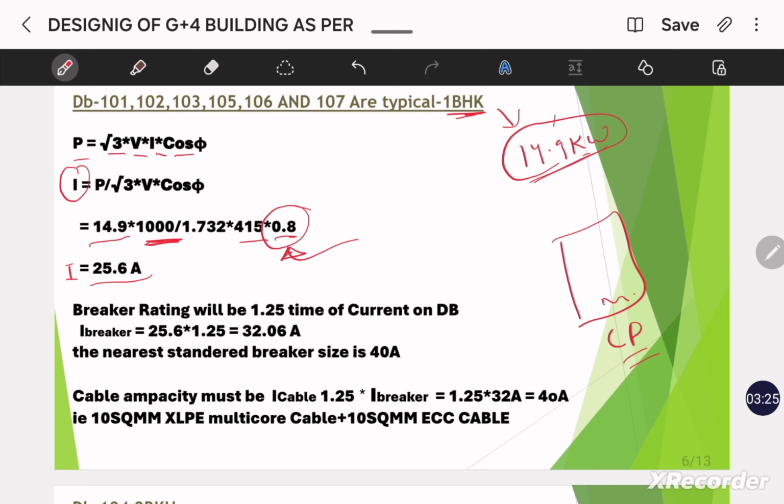For the breaker rating, we have to consider the safety factor. We can take the safety factor from 1.25 to 1.5. So the breaker rating will be 1.5 times the current on the DB. The current on the DB I calculated is 25.6, so I breaker is equal to 25.6 into 1.5, that is equal to 38.4. Which one is the nearest standard breaker size? The nearest available standard breaker size is 40 ampere. So for DB101, 102, 103, 105, 106 and 107, the breaker size will be 40 ampere.